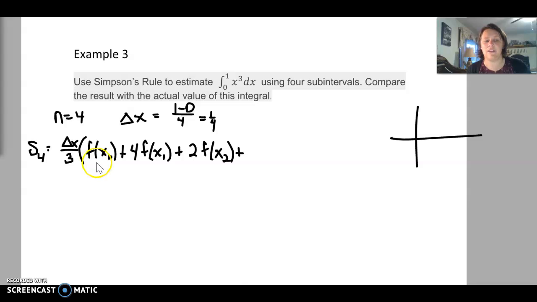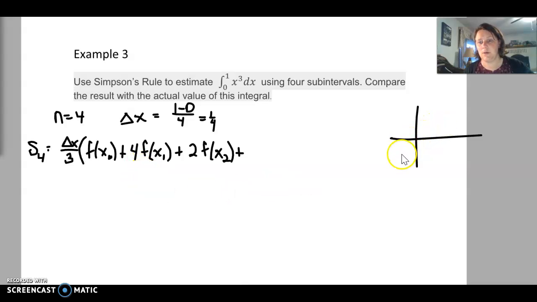But this is the pattern that we need to use. The first coefficient is 1, the last coefficient is 1, and then we're going to alternate between 4 and 2 in the middle. It's a lot like the trapezoid rule, except that for the trapezoid rule, out in front we would have a 1/2 instead of a 1/3, and then we would have 2's in front of everything. This time we have 4's alternating with those 2's in Simpson's rule.